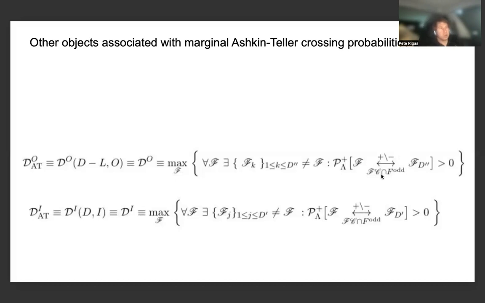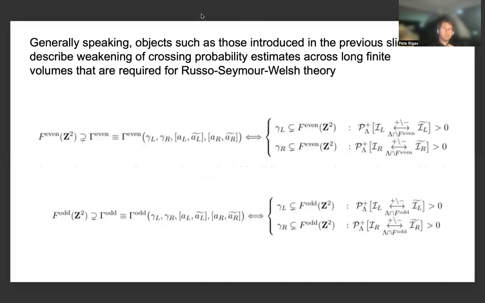set of conditions that the Ashkin-Teller model satisfies, which very much relates to the difficulties, because we could establish that Russell-Seymour-Welsh holds for either slope boundary conditions or from the seminal original work due to Duminil-Copin, Hongler, Nolin, Manolescu, Garban, and Tassion, which established it for sufficiently flat boundary conditions. In this case, we have to work with different types of patterns and properties of the Ashkin-Teller representation of the height function only over odd or even faces of the square lattice at a time. And generally speaking, objects such as those introduced in the previous slide describe weakening of crossing probability estimates across long finite volumes that are required for Russell-Seymour-Welsh theory, as we had mentioned.